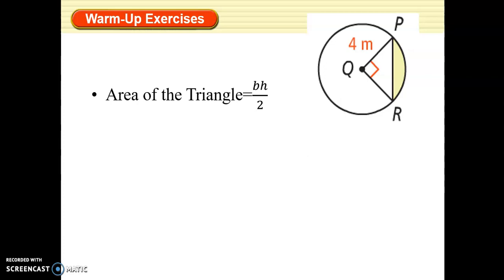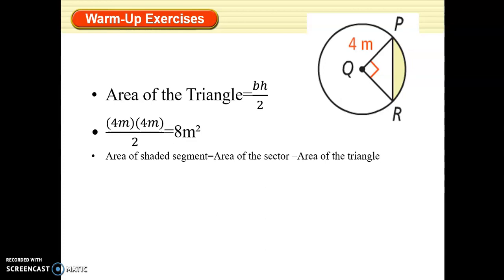Remember, the area of the triangle is base times height divided by 2. We make a substitution: 4 times 4 divided by 2, we get 8 meters to the second power. That is the unit. And the final part is to find the shaded segment, that is the area of the sector minus the area of the triangle. If we make a substitution, we get the area is 4.57.